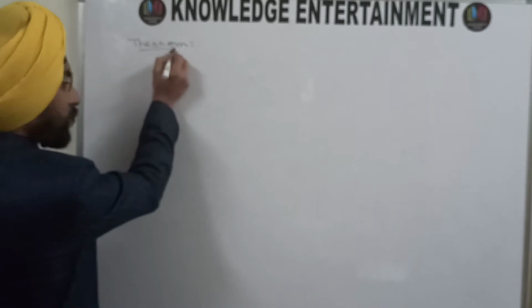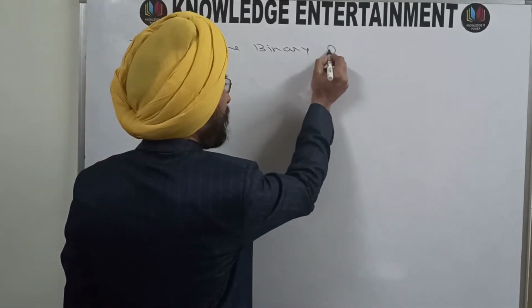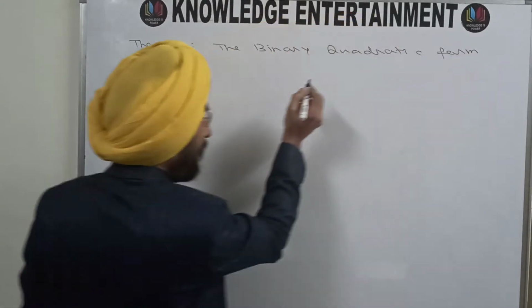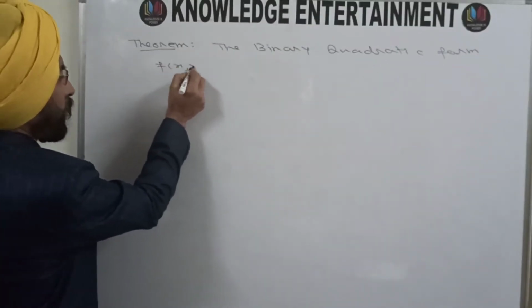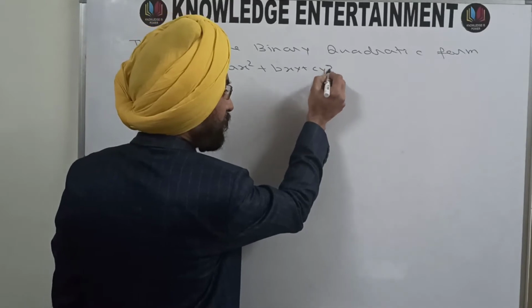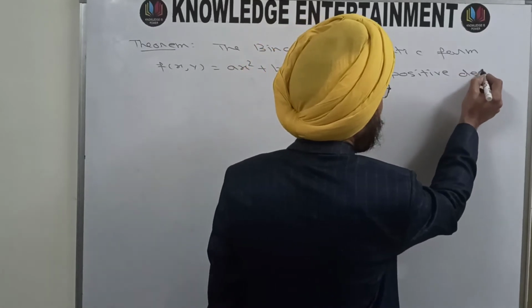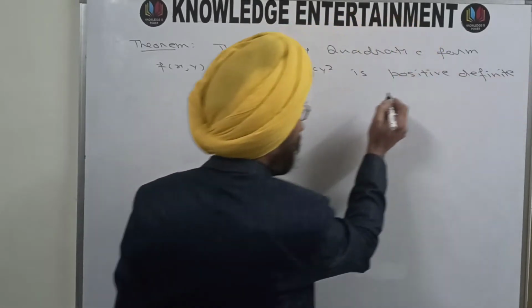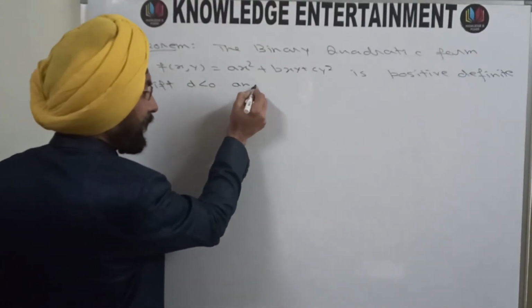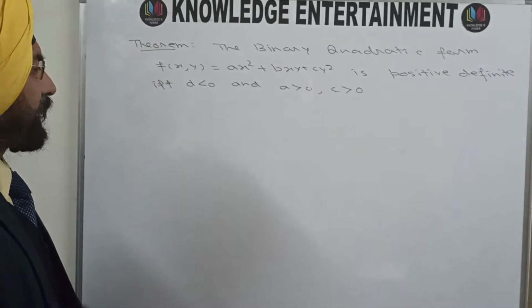The statement of the next theorem is: the binary quadratic form f(x,y) equal to ax square plus bxy plus cy square is positive definite if and only if d, the discriminant, is less than 0, and a is greater than 0, c is also greater than 0. This we are to show.